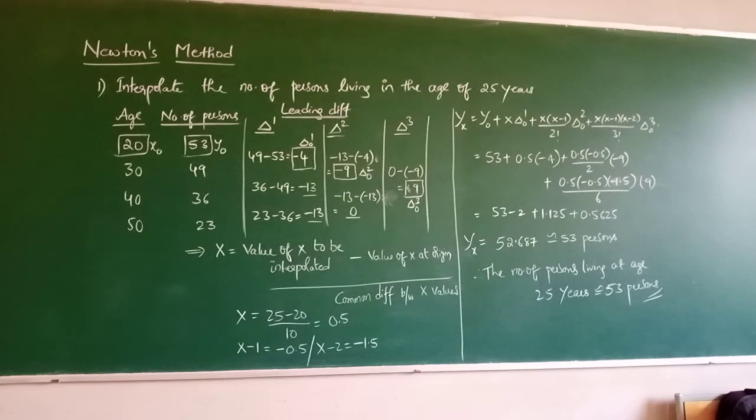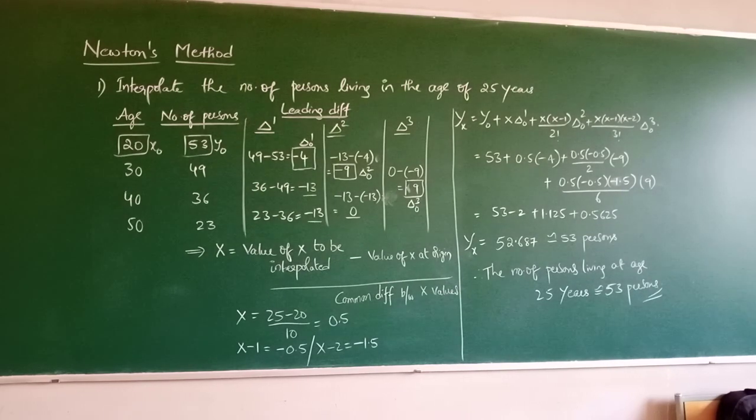Now look at the formula there, yx equals y naught plus x into delta naught 1 plus x minus 1 by 2 factorial into delta naught 2 plus x minus 1 x minus 2 by 3 factorial into delta naught 3 and so on. But in this problem we had up to delta 3 the leading difference. That's why till delta naught 3 I have considered. So substitute all the values which I have put in the box.